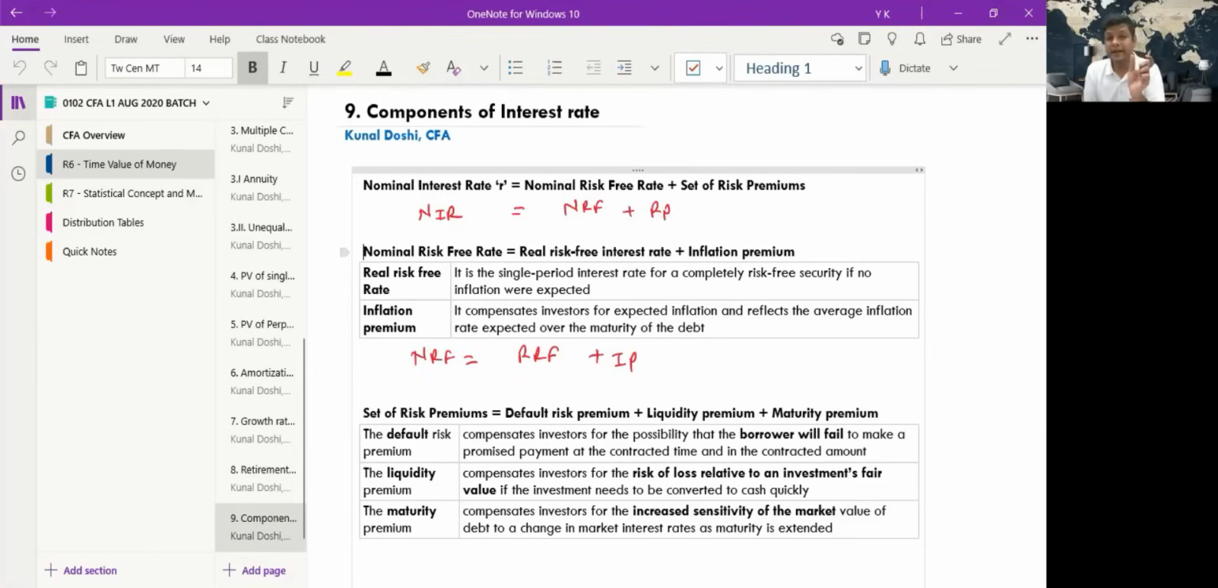So the nominal risk-free rate that the banks or the government bond is offering you has two components: real risk-free rate and inflation premium. What is real risk-free rate, guys? Real risk-free rate is the single period interest rate for a completely risk-free security if there was no inflation. But if you add the inflation, which is the loss of purchasing power, then with the average inflation that you consider, what you get is a nominal risk-free rate. So the nominal risk-free rate is a combination of two things: real risk-free rate and inflation premium. Here's a question for you guys: in what case will the nominal and the real risk-free rate be the same?